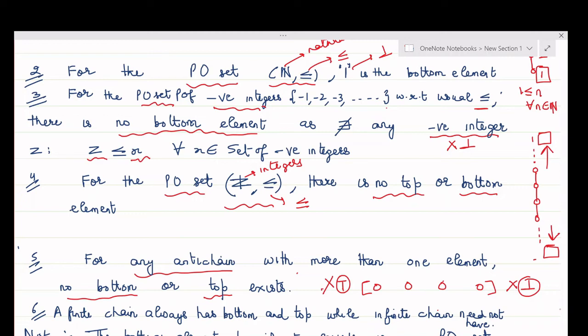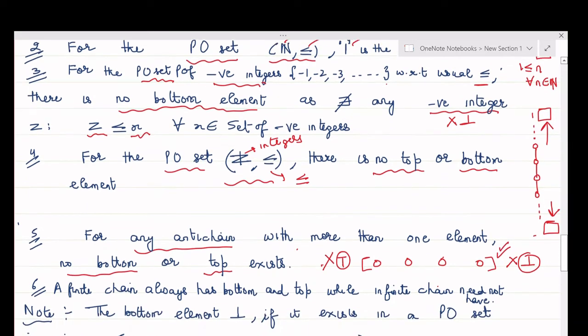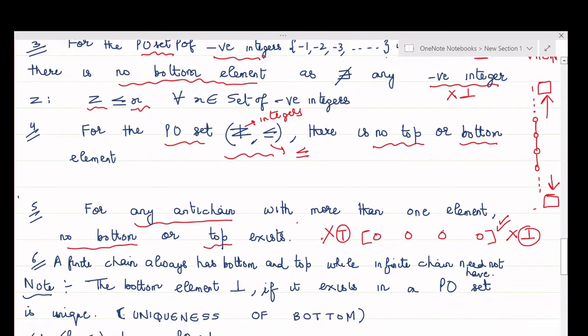Now this was the explanation that we have given for an anti-chain of more than one element, in particular an anti-chain having 4 elements, but the same argument can be given if you take an anti-chain of 5 elements or 6 elements or 2 elements or 3 elements and so on. So an anti-chain of more than one element will always fail to have a top, and it will also fail to have a bottom.